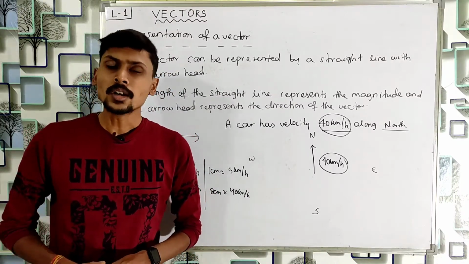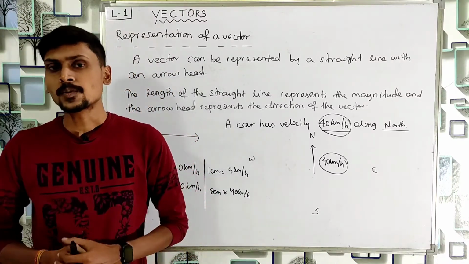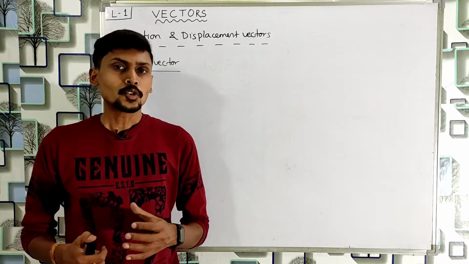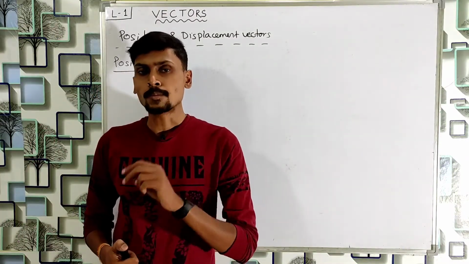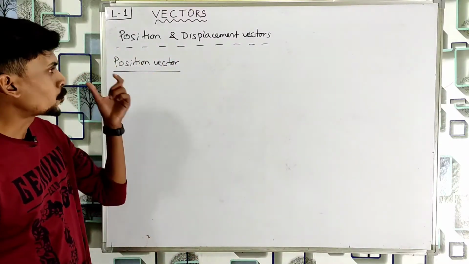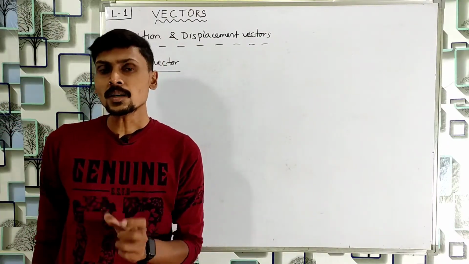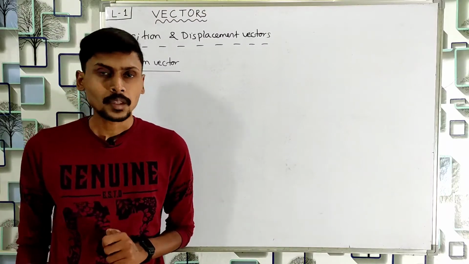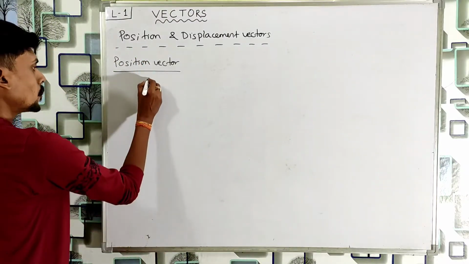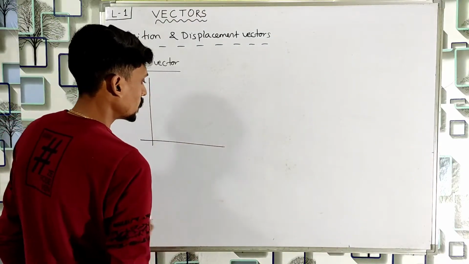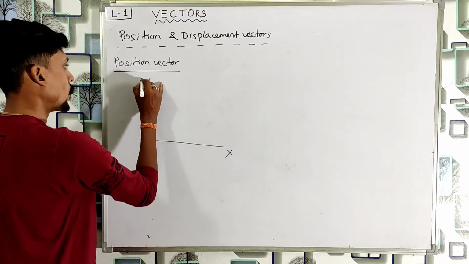So now we'll discuss about two types of vectors. The first one is position vector, the second one is displacement vector. So what is the meaning of position vector? Suppose I will draw a plane. This is a plane, this is the x-axis, this is the y-axis.